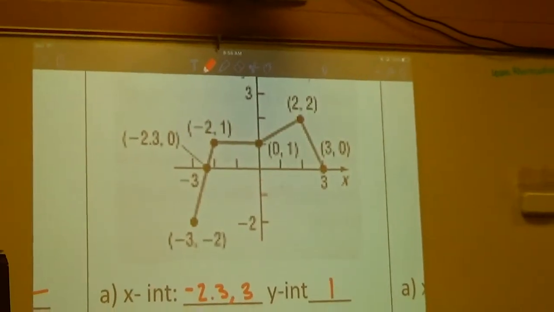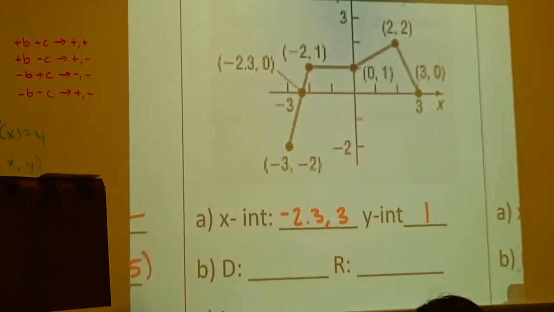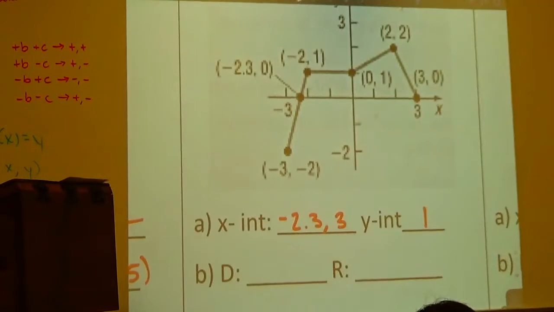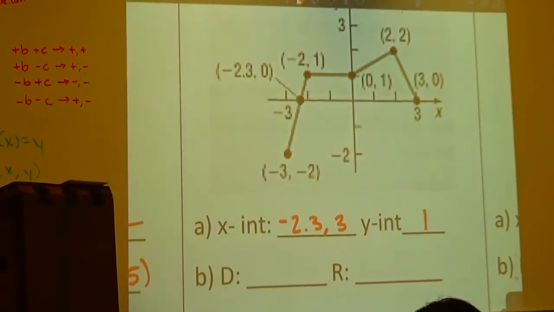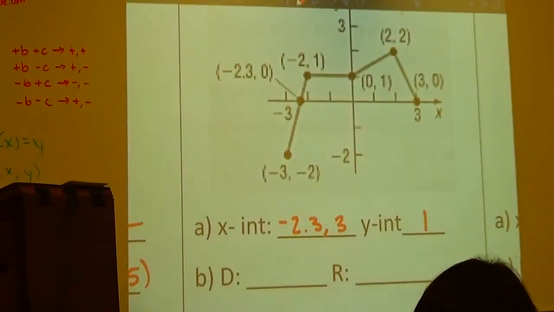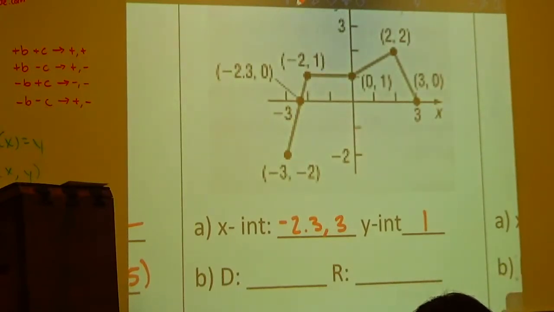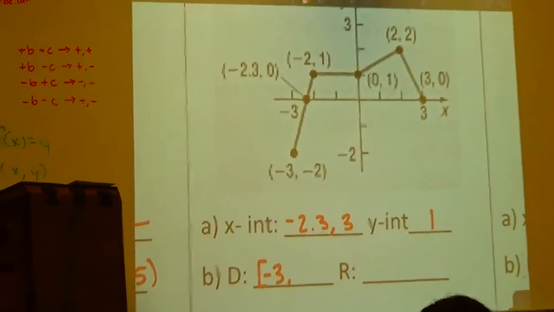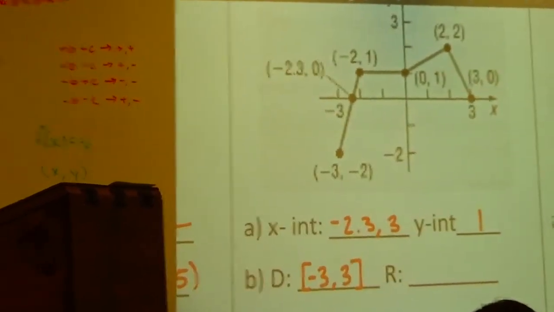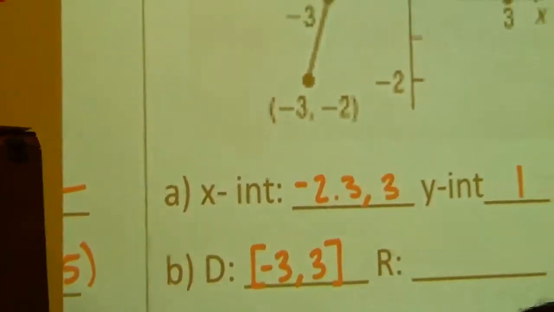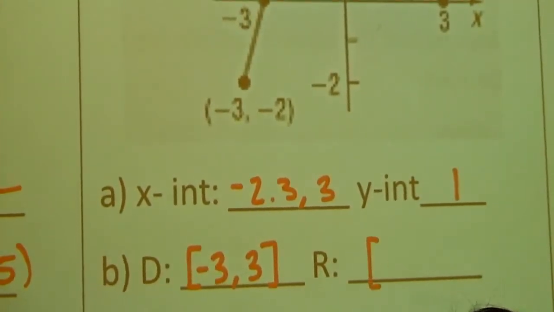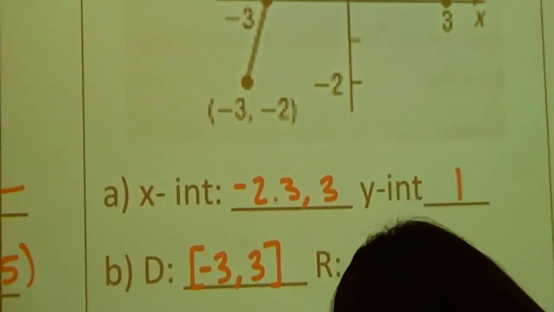Why intercept? One. Good. All right, guys, refocus. We've got this, and then we're going to do a couple more examples, and we're going to work on some ACT stuff. Domain. Good, -3 to 3. What about the range? Good.